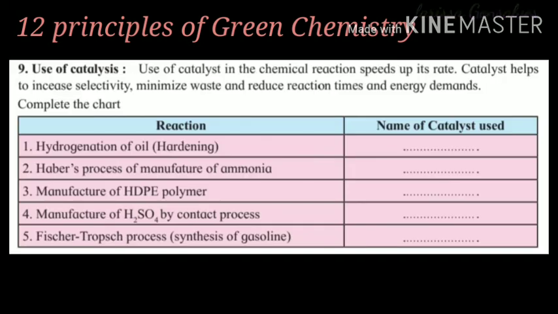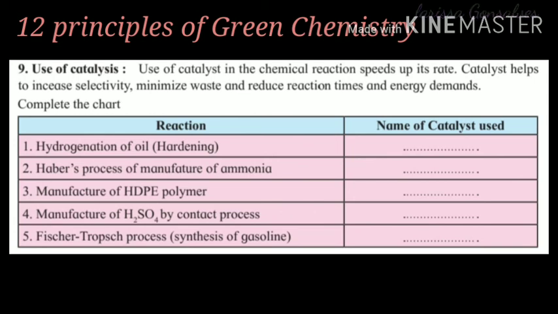Ninth principle is use of catalysis. We know that a catalyst is used in a chemical reaction to speed up the rate of reaction. The advantage of using a catalyst in a chemical reaction is it increases selectivity, minimizes waste, reduces the time taken by a chemical reaction for its completion, and even energy demands.